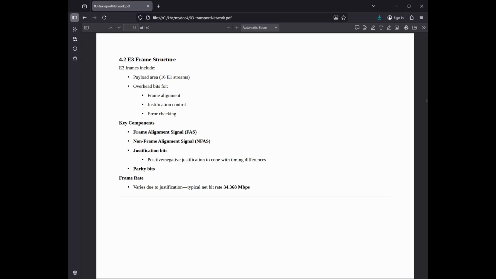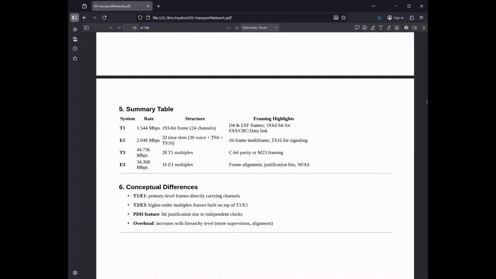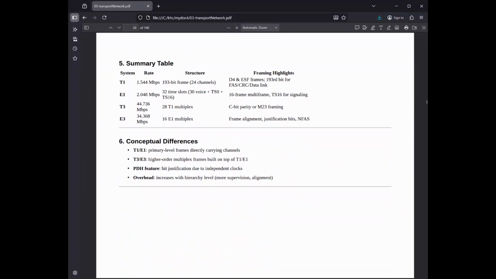Comparison summary. Technology, frame size, management location, error checking. T1: 193 bits, the 193rd bit, CRC6 in ESF. E1: 256 bits, time slot 0, CRC4 multi-frame. T3: 4,760 bits, C-bits and F-bit, C-bit parity. E3: 1,536 bits, first 12 bits, BIP8 in G.832.